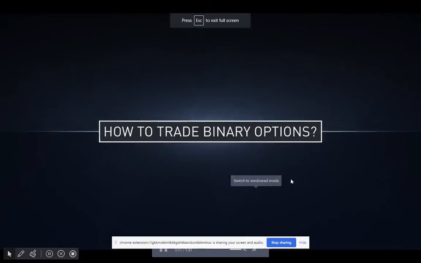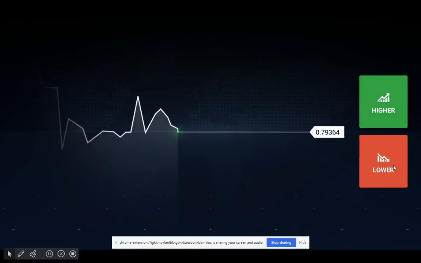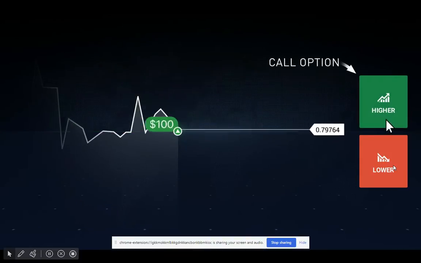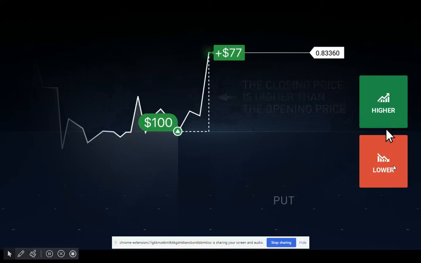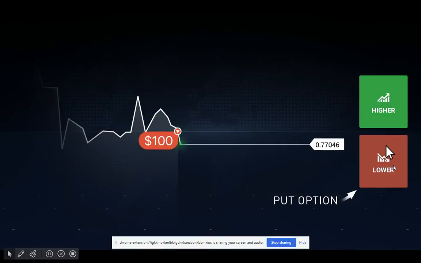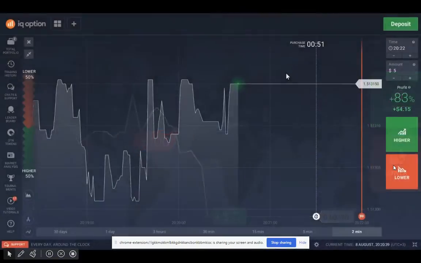How to trade binary options. When trading binary options, you should predict the asset price direction, whether the price will go up or down compared to the opening price. A buy position, call option, will result in a profit if the closing price is higher than the opening price. A sell position, put option, will result in a profit if the closing price is lower than the opening price. Otherwise, your deal will result in a loss.